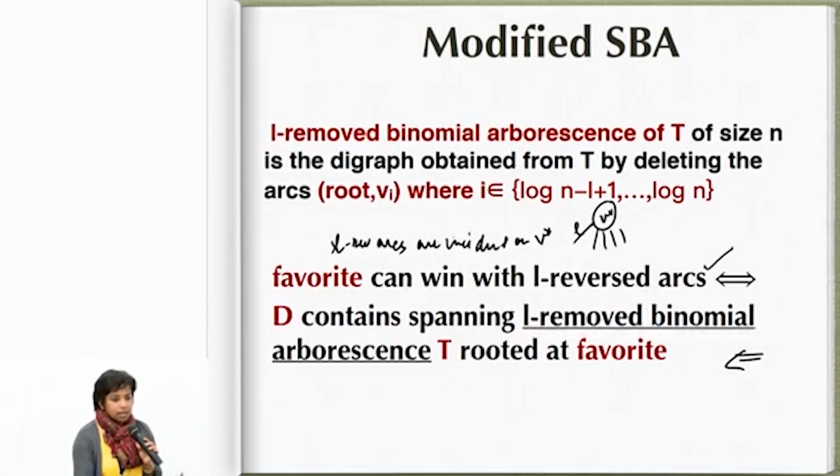That if the last L arcs are removed, add those L arcs, maybe the worst, always add those arcs as V star pointing downwards to them. Maybe all of them would have to be blue arcs because they don't exist in the graph, but that will give you an SBA with L arcs removed, right? But this direction is the part that is the thing.